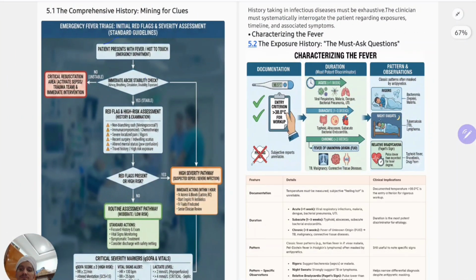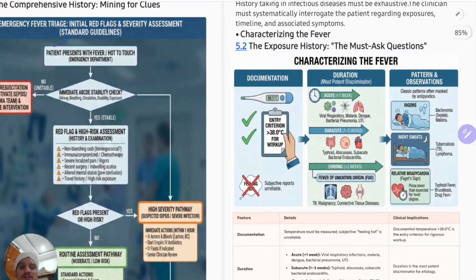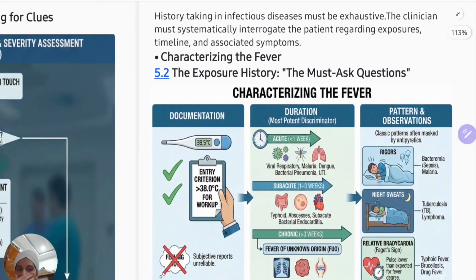Three important things I discussed. Now if the patient is not unstable, not having any red flags, and not having a severe infection, then you will take your own time and take a precise history and do a proper clinical examination, and then according to that you will send investigations if required. History taking in infectious disease must be exhaustive. The clinician must systematically interrogate the patient.